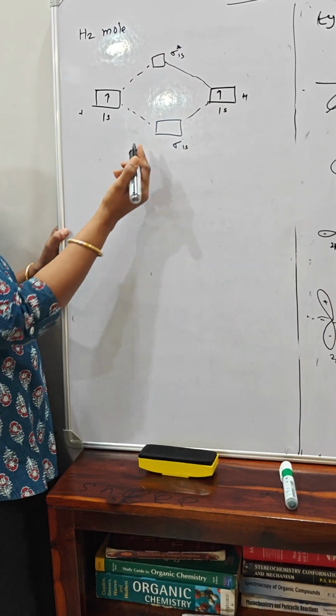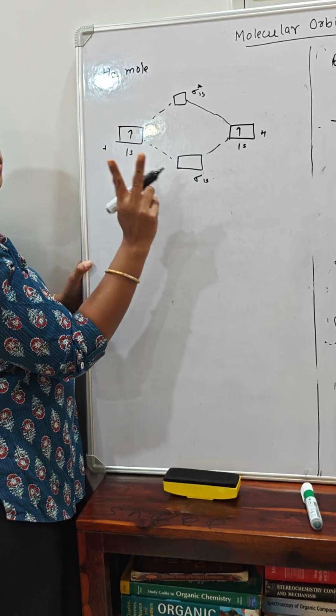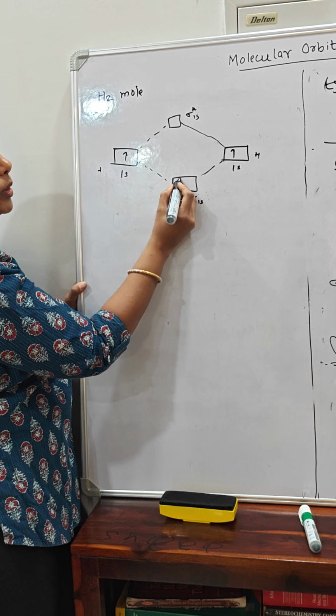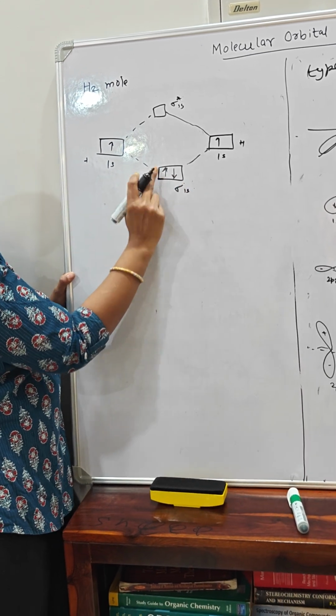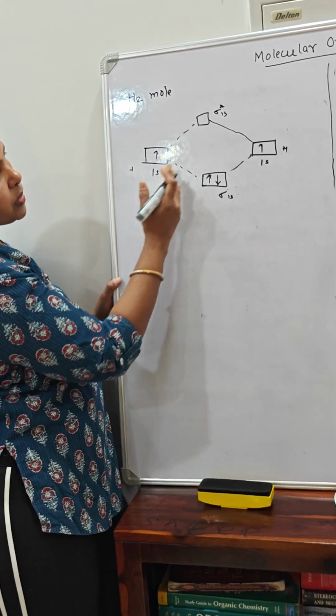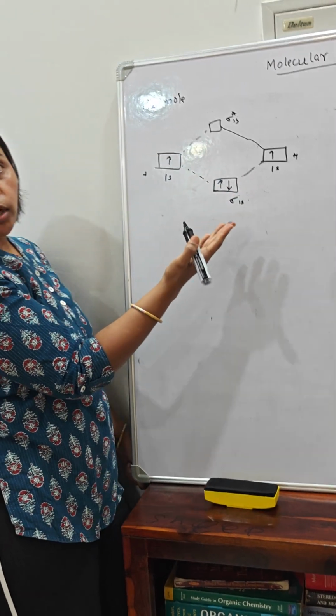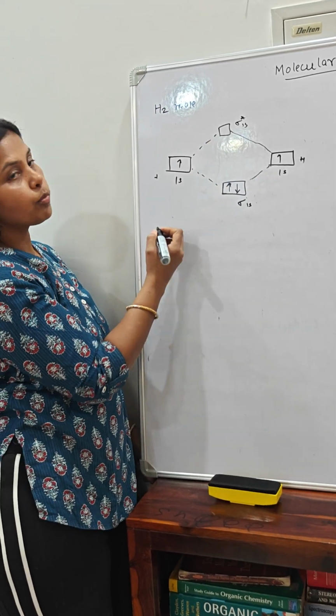So now we will fill the electrons. Since 2 electrons can be filled in one orbital, both electrons will be filled in the same orbital with opposite spin. So this is H2. Similarly, one important thing we can figure out here is the bond order.